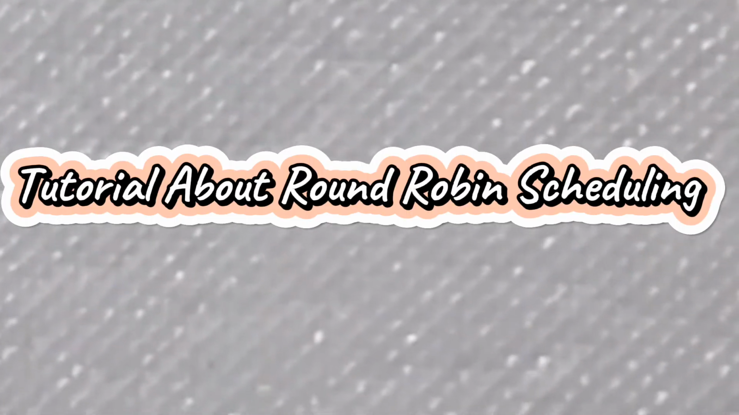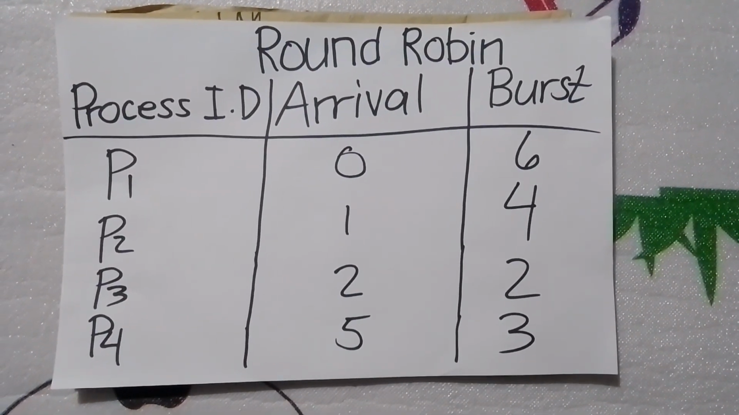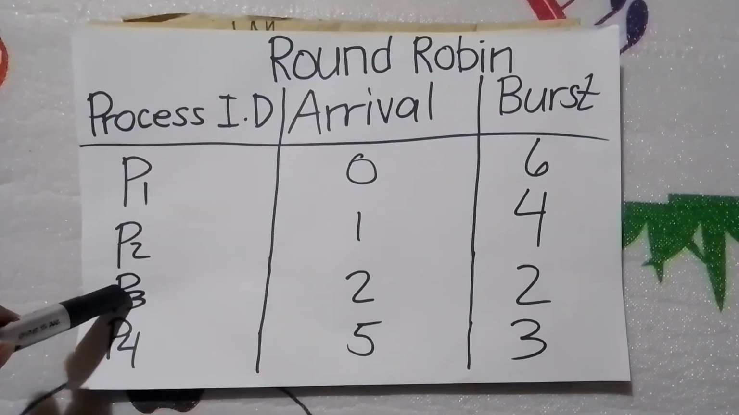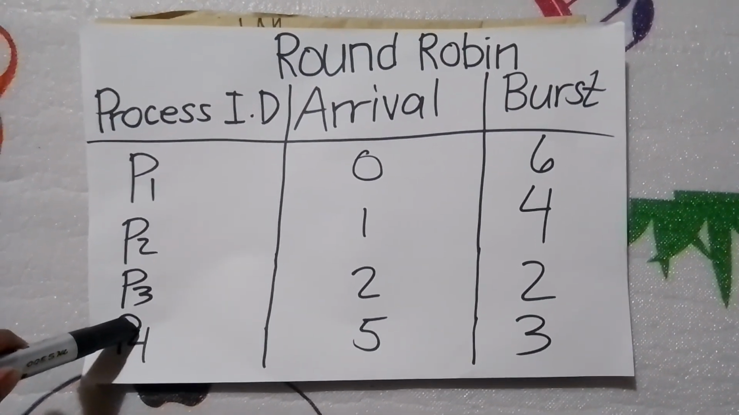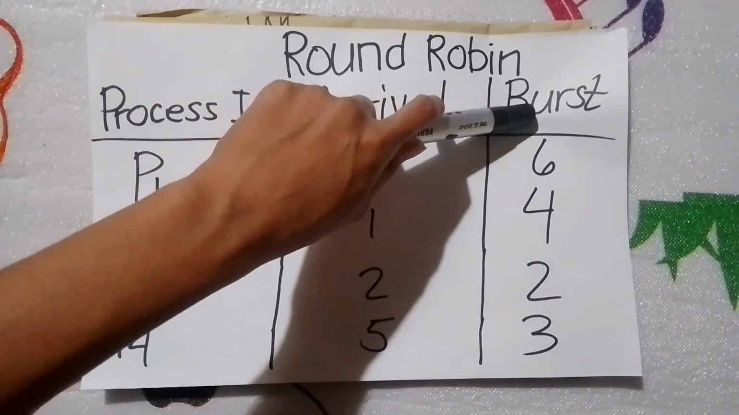And now, we are going to discuss how to solve a round robin scheduling algorithm. I have four process IDs here: P1, P2, P3, P4, and also their arrival time and the burst time.